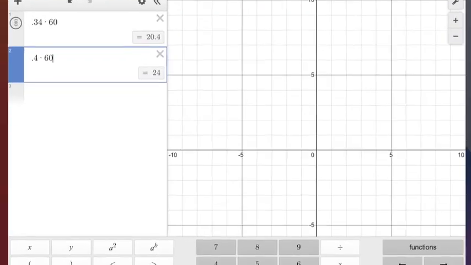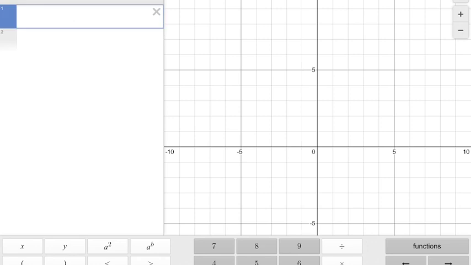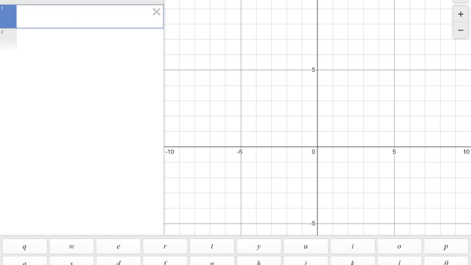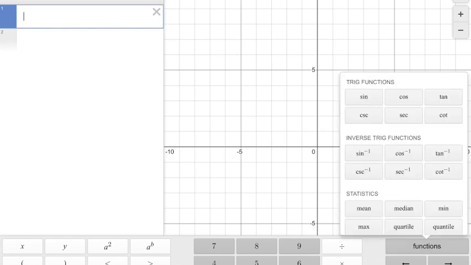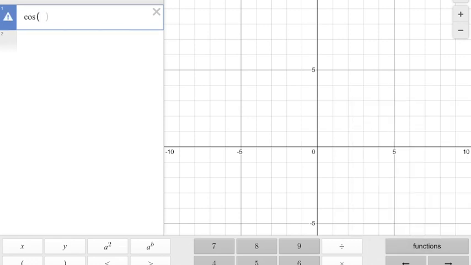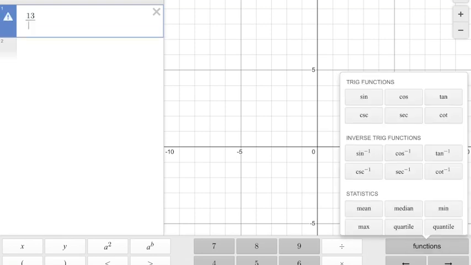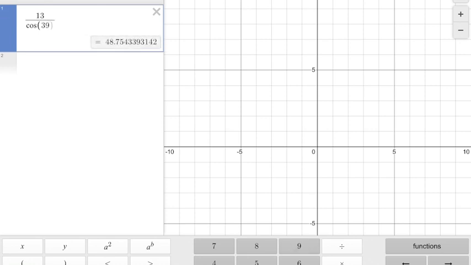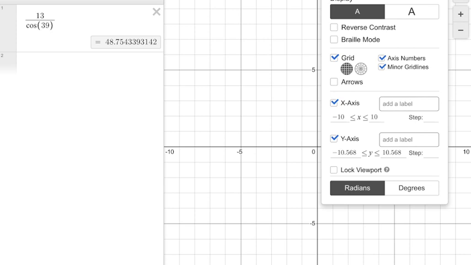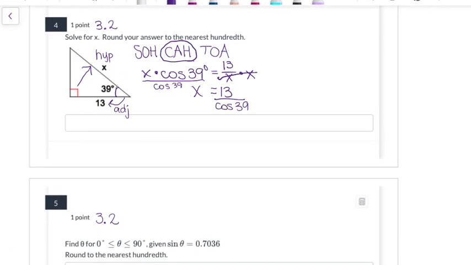Here's what I want to show you though. If I don't change anything in my graphing settings and I do 13 divided by cosine 39, you'll notice I get a different answer and you're like, well, uh-oh. That's because in my settings up here, I'm in radians. I need to be in degrees, and then I get the right answer. So 16.73, hundredths is 2 spots. Okay, and that's the length of the hypotenuse.